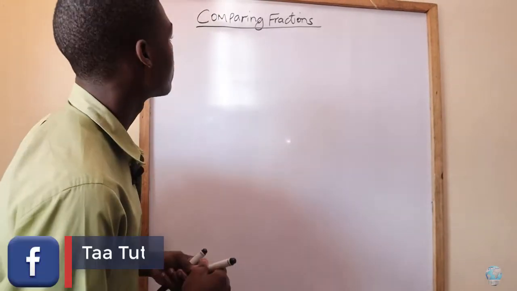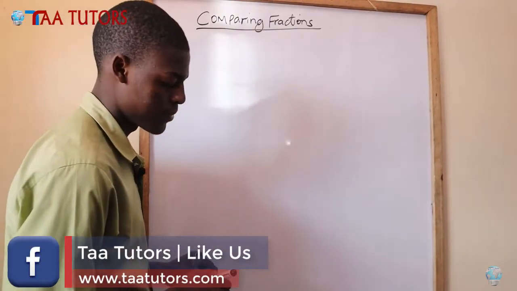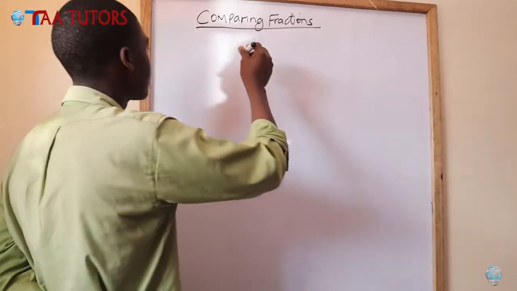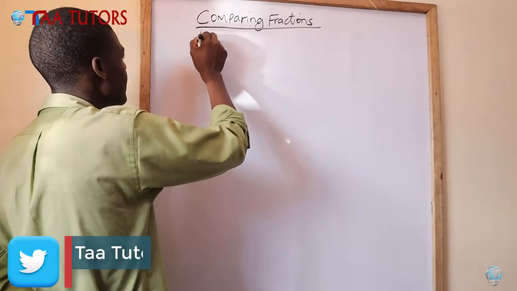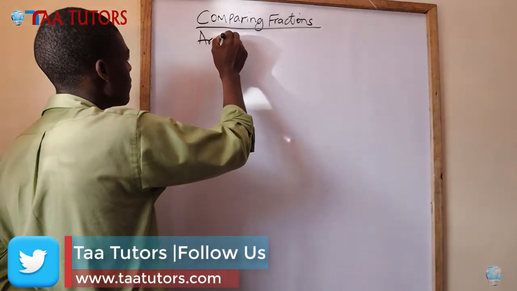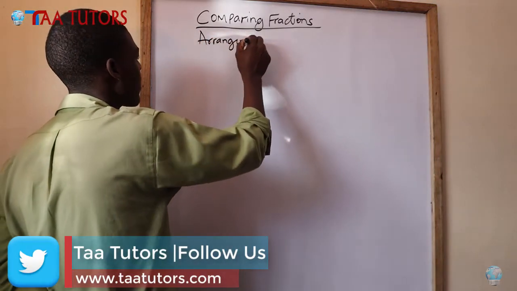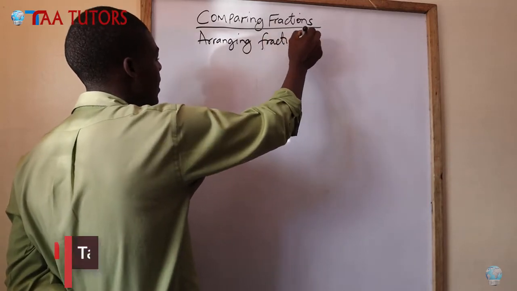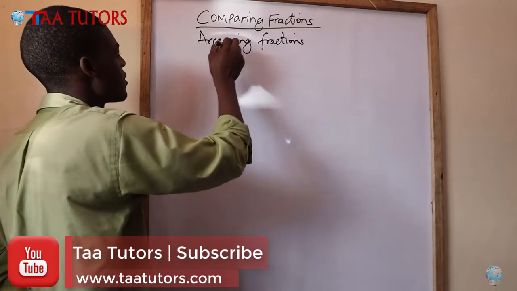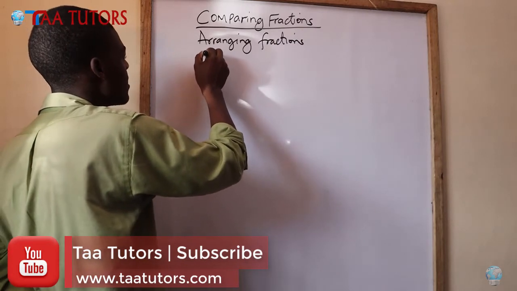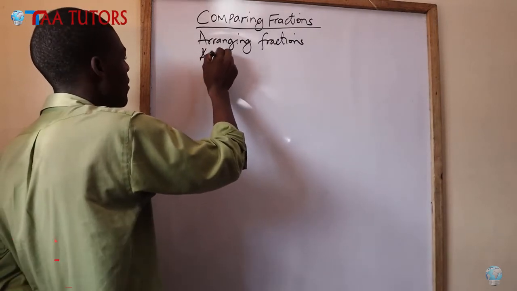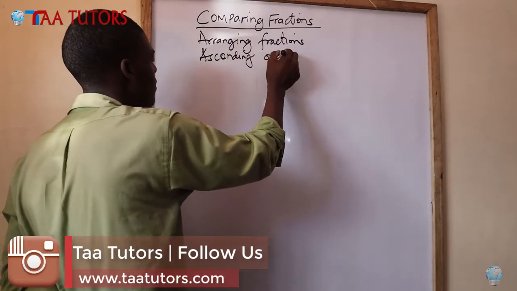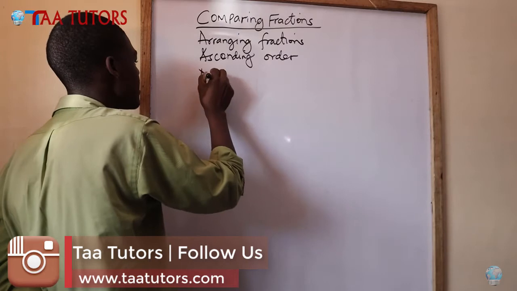We want to now move on to comparing fractions. Comparing fractions will involve the concept of arranging fractions. And when we talk of arranging fractions, we will meet these two terms. Number one is ascending order, and number two is descending order.